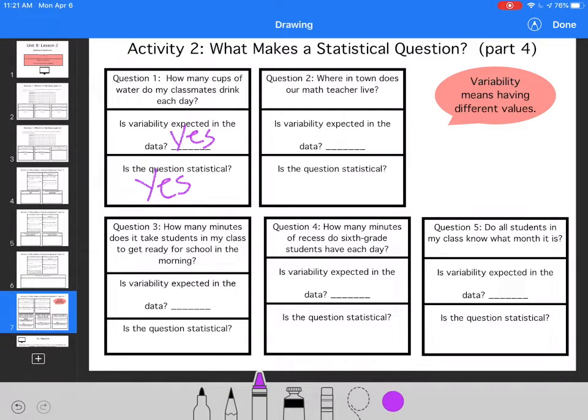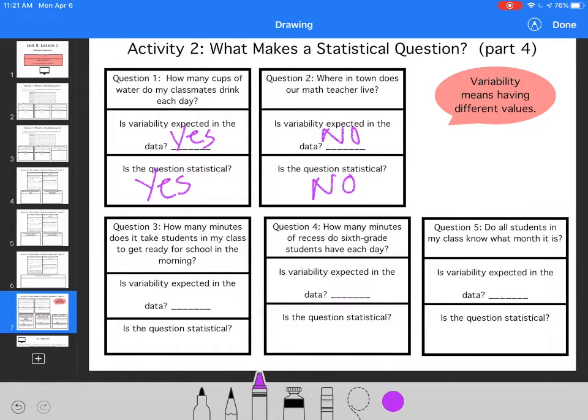So where in town does our math teacher live? Well, I live in New Bern, in a particular house on a particular street. So is variability expected? Well, no, because I'm your math teacher and there's only one answer. So you're only asking one person. So is this question statistical? No.